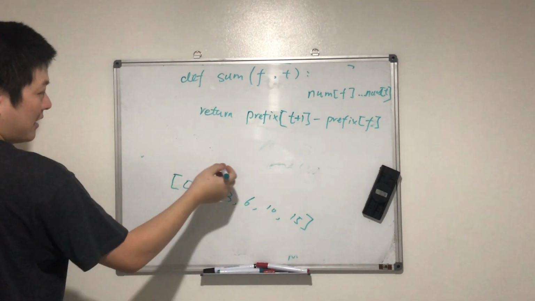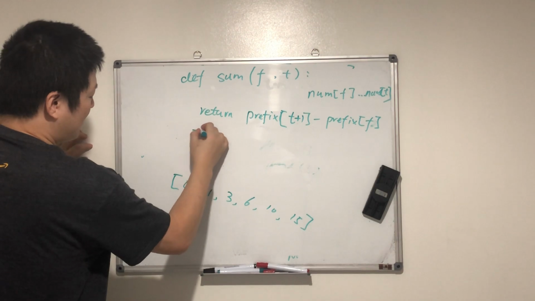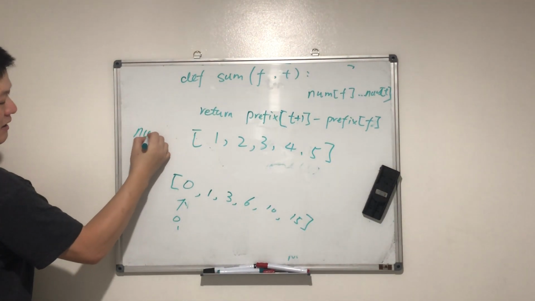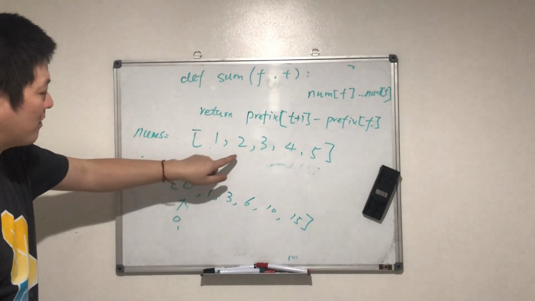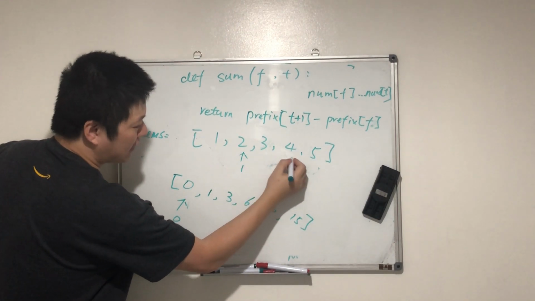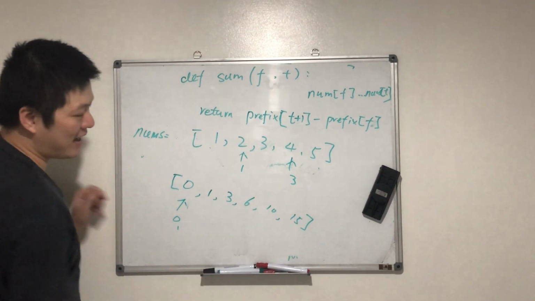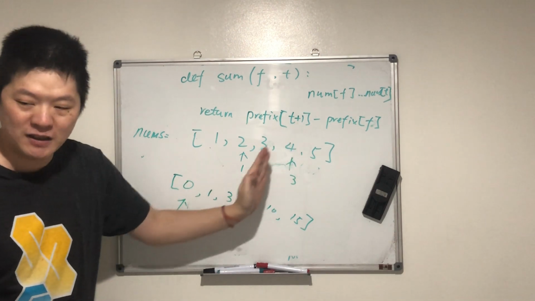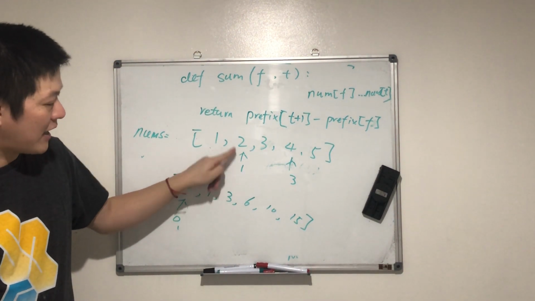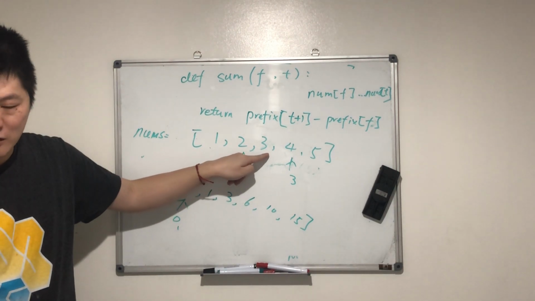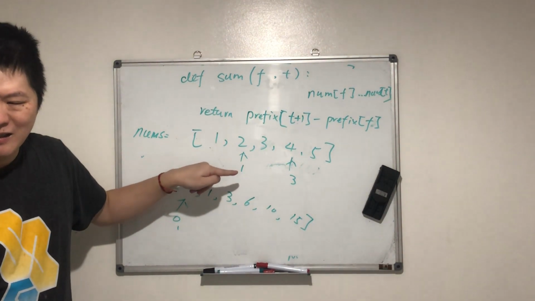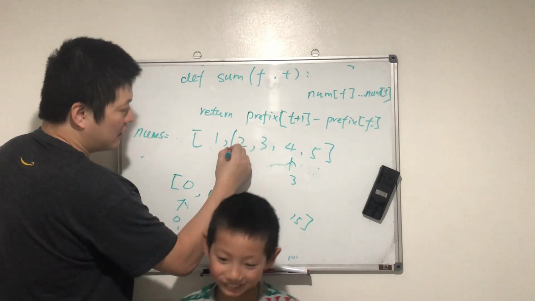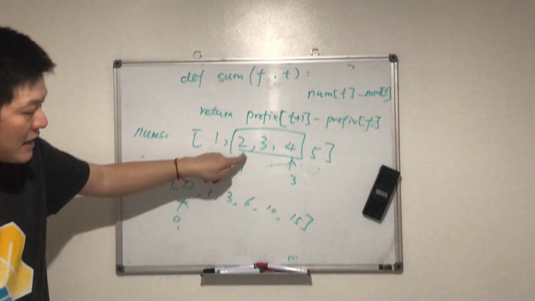Okay, look, t plus 1. Why is that? Look, let's say what was the number? 1, 2, 3, 4, 5, right? This is the original numbers. If I want to calculate from index 1, this is index 1, index 2, index 3. I want to calculate from index 2 to index 4, what's the answer? 2 plus 3 plus 4, 9. Yeah, this interval is 9, right?